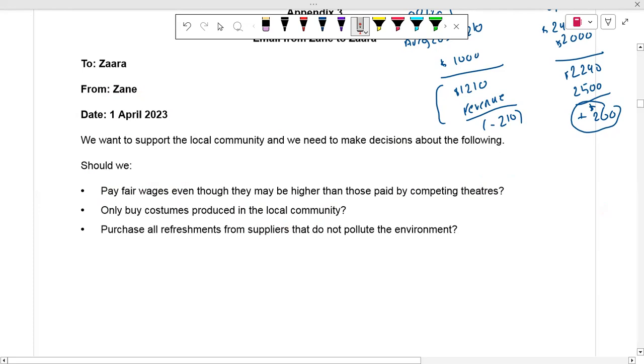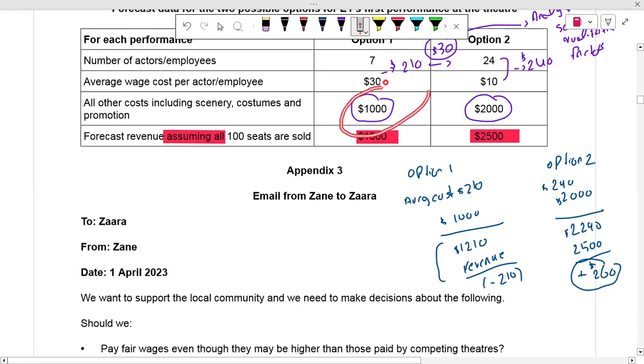In this, we can see that the cost is very high.